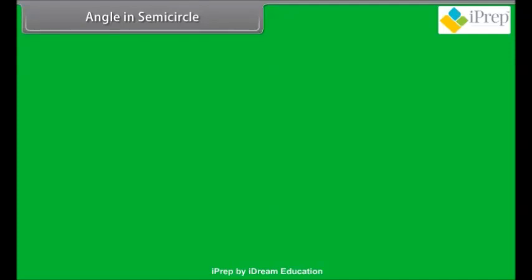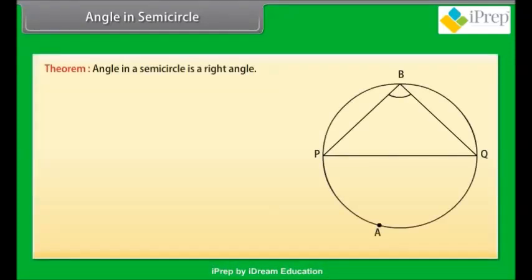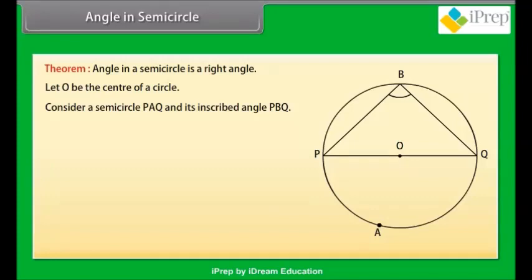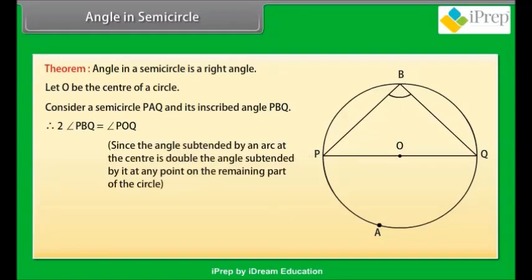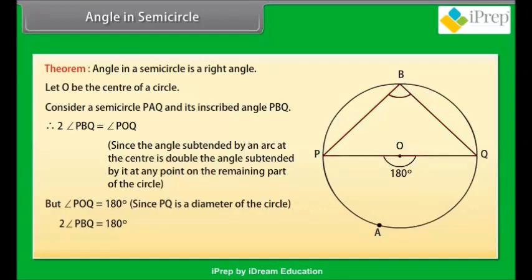Angle in a semicircle. Theorem: angle in a semicircle is a right angle. Let O be the center of a circle. Consider a semicircle PAQ and its inscribed angle PBQ. Therefore, 2 angle PBQ is equal to angle POQ, because we know that the angle subtended by an arc at the center is double the angle subtended by it at any point on the remaining part of the circle. But angle POQ is 180 degrees because PQ is the diameter of the circle. 2 angle PBQ is equal to 180 degrees. Therefore, angle PBQ is 90 degrees.